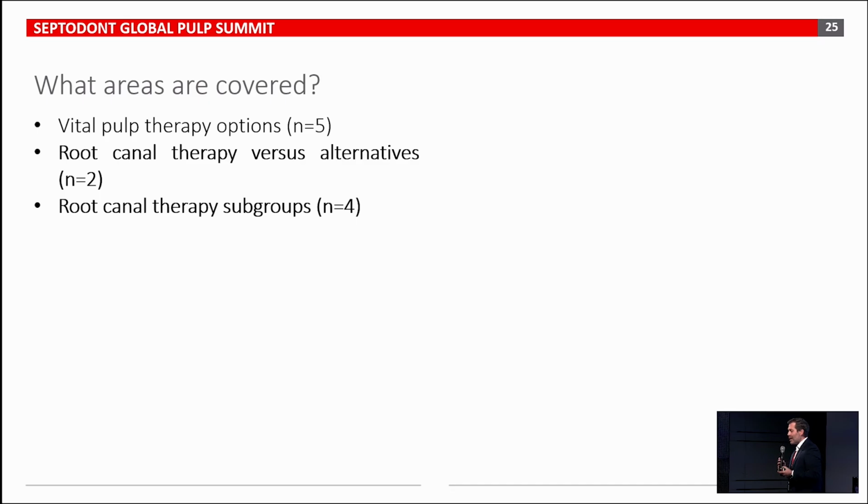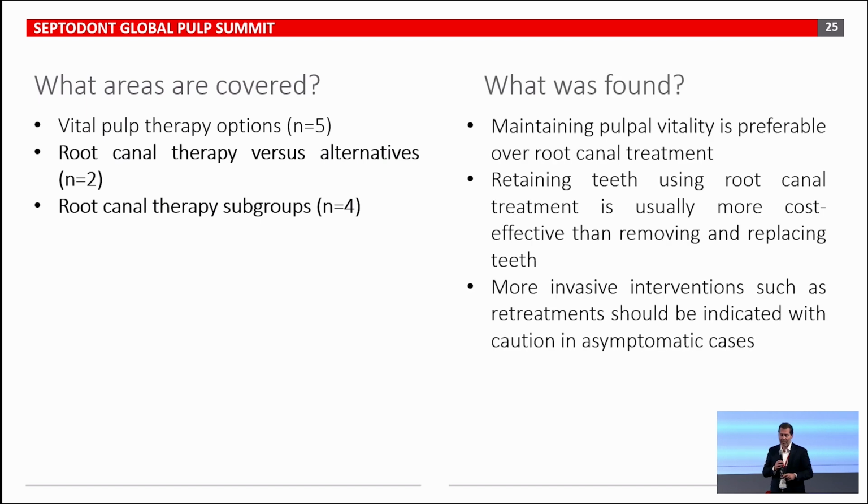What was covered in these 11 studies? Well, vital pulp therapy is obviously a big thing. That's why you are all here, and it was also the focus of the majority of studies. Then there were some comparisons, and I will also touch on this, of root canal versus, for example, pulpotomy, or versus direct pulp capping. And then there were some comparisons of different root canal approaches, like 1-step, 2-step, and so on.